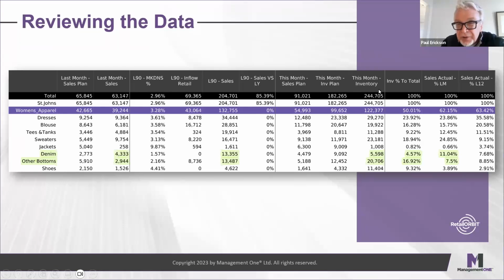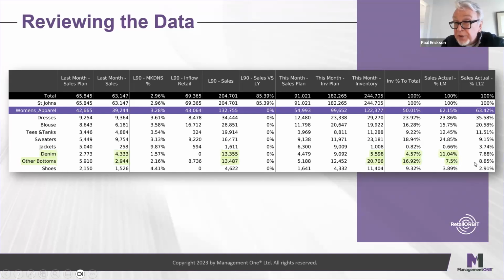Now let's walk over to the inventory, shall we? Denim inventory at the end of the month was $5,598 at retail. Now remember, they just sold $4,300 the month prior. They have barely more than what we sold last month. Well, the pant business is sitting with $20,000, or 4 times. Again, we see that in percentages. Inventory as a share of total for denim, 4.5%. For pants, almost 17%. Sales, again, for the last month, we had a good month in denim. It was 11% against 7.5%.